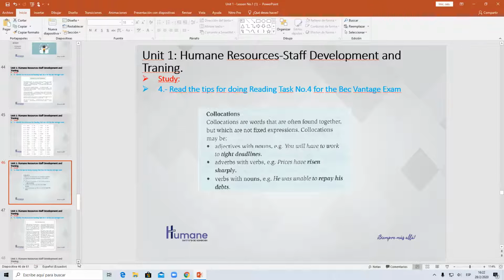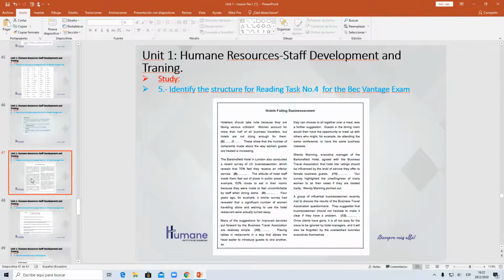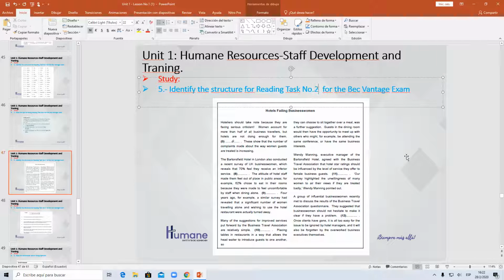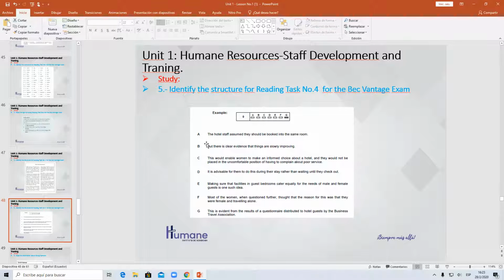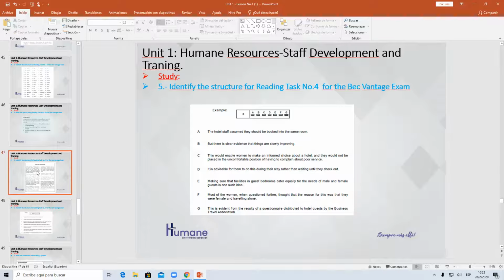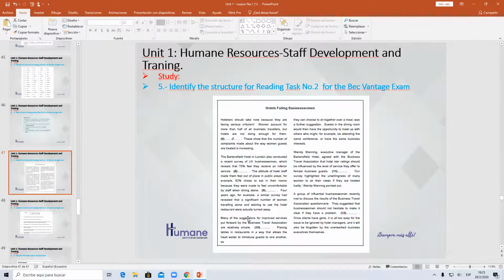Another task in the reading is reading task 2. This has a different structure. Here you have an article in which some sentences were taken out. Okay? So your mission here is to select the correct sentence that could fit logically in the order of sequence in this article. This is one of the most difficult activities in the exam due to the fact that you have to identify the coherence and logical events according to the article that you have to face.